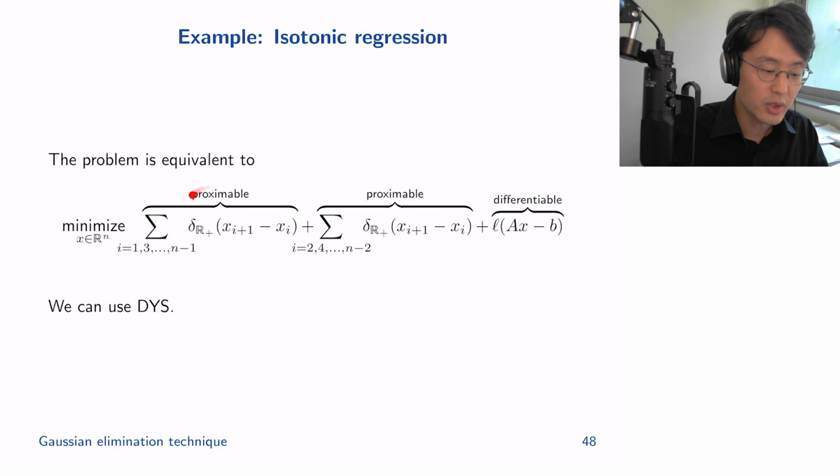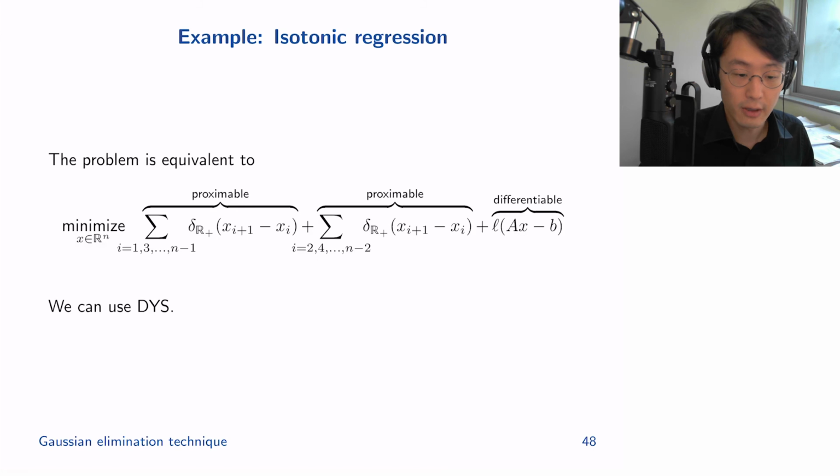So we split the isotonic constraint into two individually proximable parts, and then we have this third part with the Huber loss, and this part is a differentiable term. So we can use the Davis-Yin operator splitting method to solve this optimization problem.